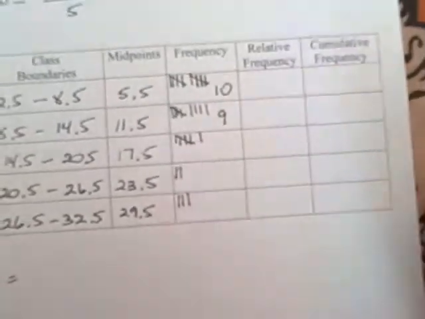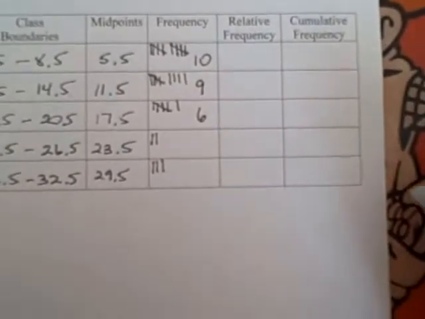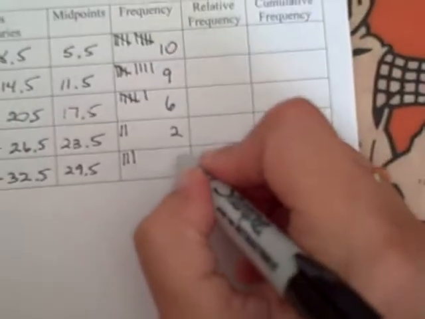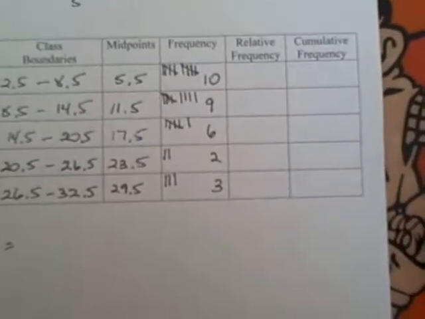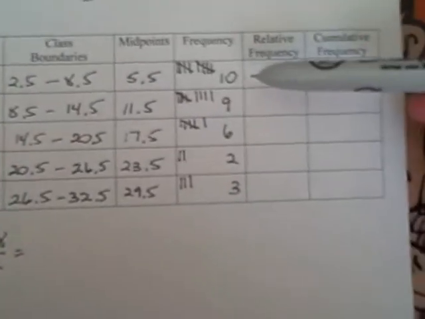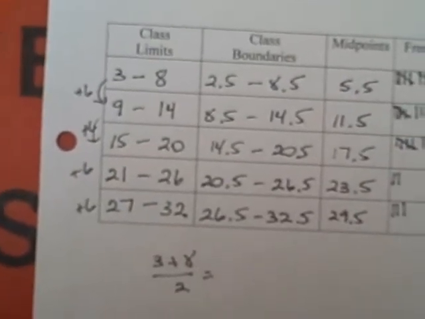There are 10 data values somewhere between 3 and 8. There are 9 data values somewhere between 9 and 14. There are 6 data values between 15 and 20, 2 between 21 and 26, and 3 between 27 and 32. So it's easy for us to see that most weeks there are not very many students. Mostly somewhere between 3 and 14 students visit. Very rarely is there 21 through 32, probably just when a test or something is coming up.